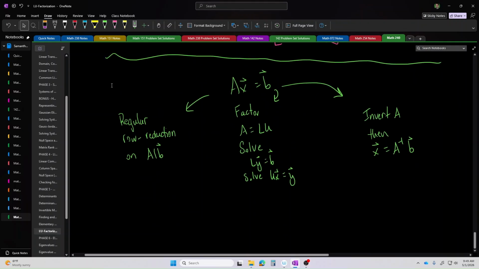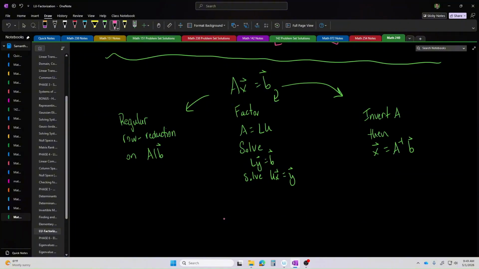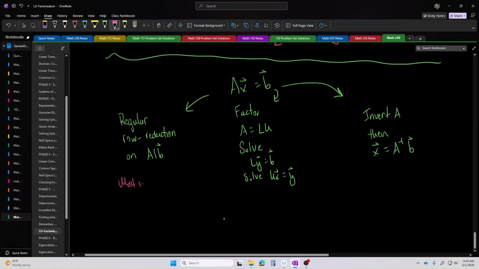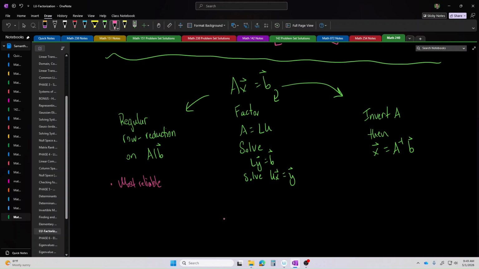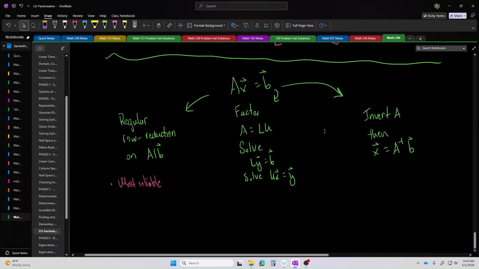To discuss the pros and cons of these three options, I think regular row reduction is certainly the most reliable. No matter what is going on with your matrix A, you will be able to say something intelligent about the solutions to this equation. So this is the most reliable method that works on the largest number of different matrices A. And this is particularly well suited if you're only using the matrix A once, if you're only solving one equation involving the matrix A.